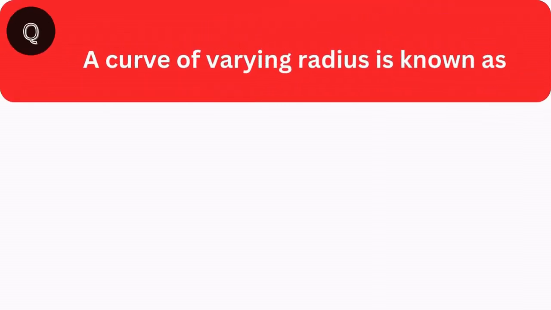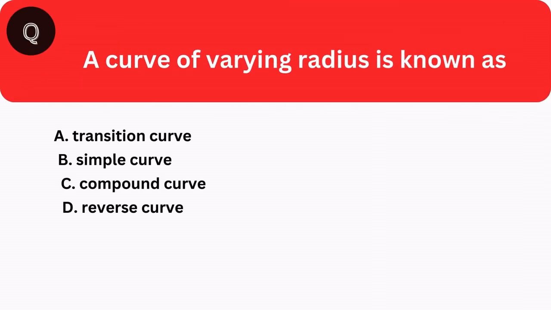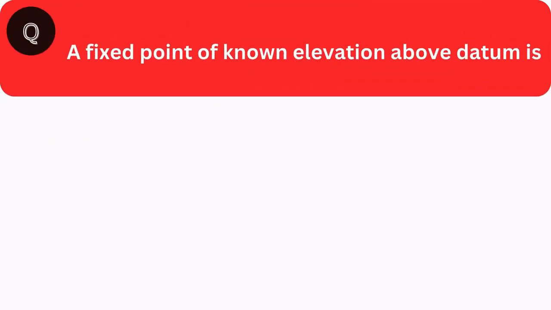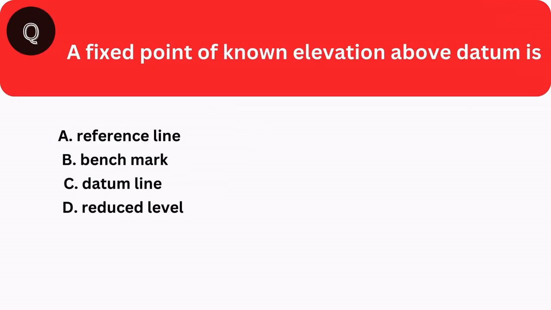A curve of varying radius is known as Option A, transition curve. Option B, simple curve. Option C, compound curve. Option D, reverse curve. Answer A, transition curve. A fixed point of known elevation above datum is Option A, reference line. Option B, benchmark. Option C, datum line. Option D, reduced level. Answer B, benchmark.